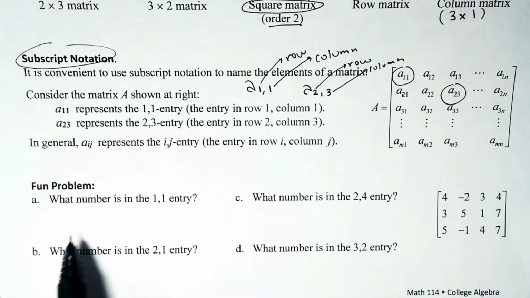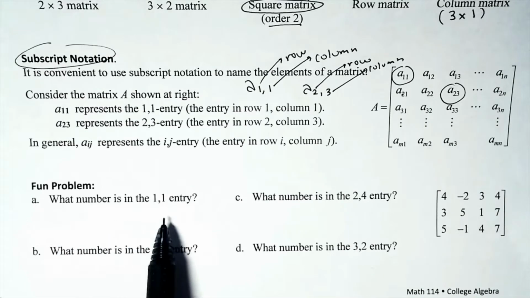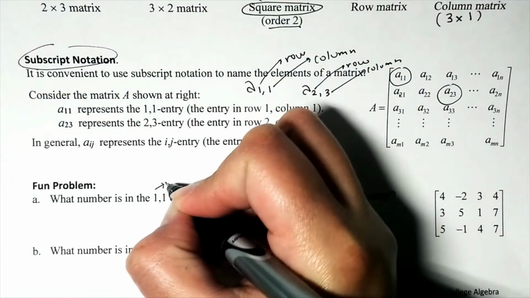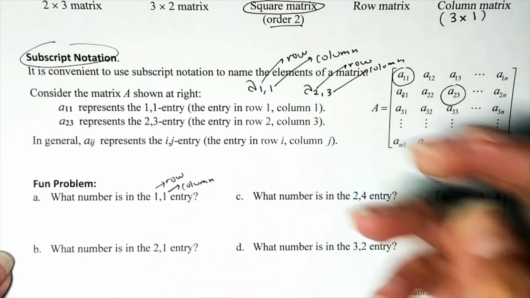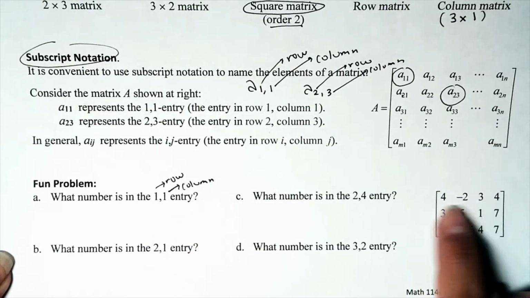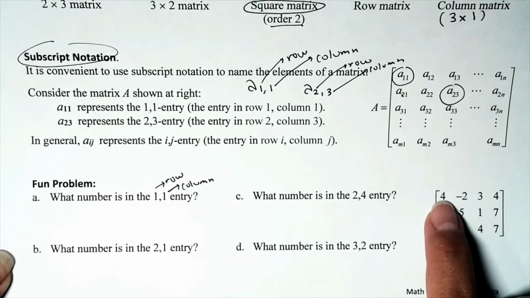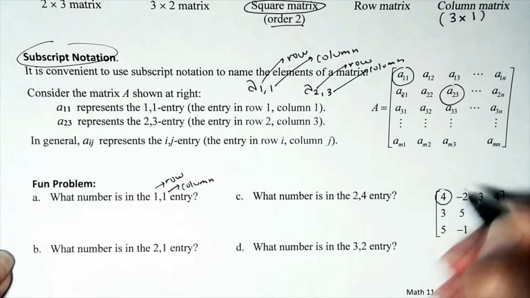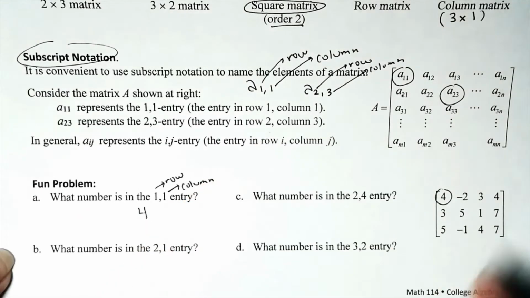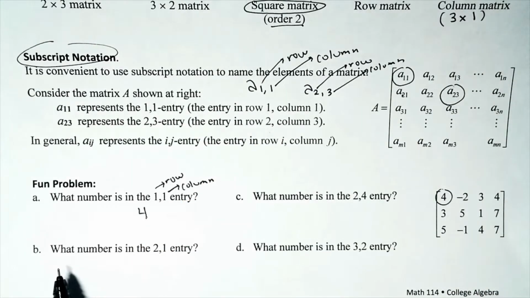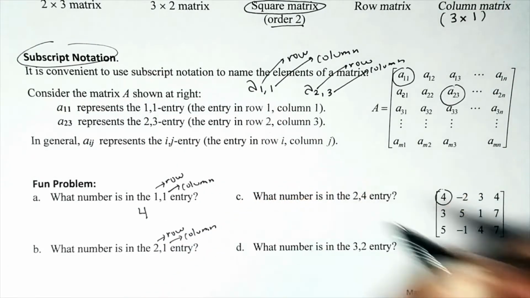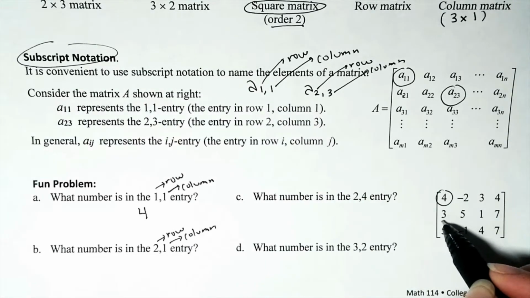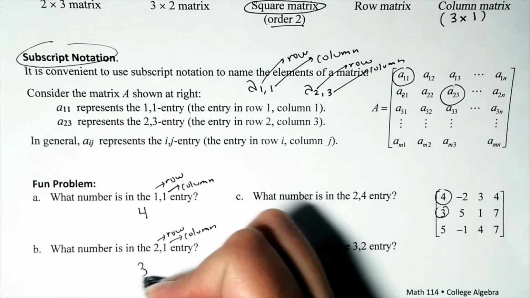So it says what number is in the 1 1 entry? So I'm looking for row 1, column 1. Okay, so row 1, I'm right here, column 1, first entry, so that will be 4. Maybe I shouldn't have tagged it, but I can't erase it. Problem B, what number is in the 2 1 entry? So 2 1, I'm looking for row 2, column 1. Okay, row 2, and then column 1, that's right there, number 3.